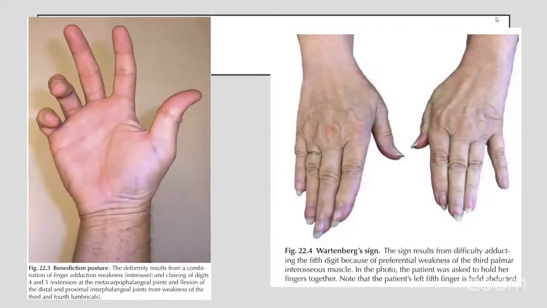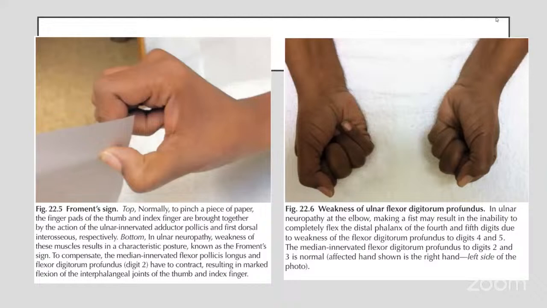While hand of benediction is seen in weakness of the third and fourth interphalangeal joints, third and fourth lumbricals. This is Froment sign. We can see that the patient is using the long flexors of the thumb and the index finger to hold the cardboard or a piece of paper.